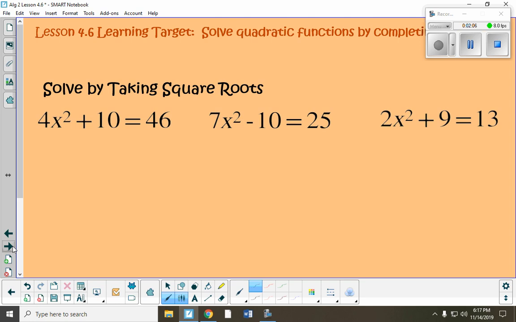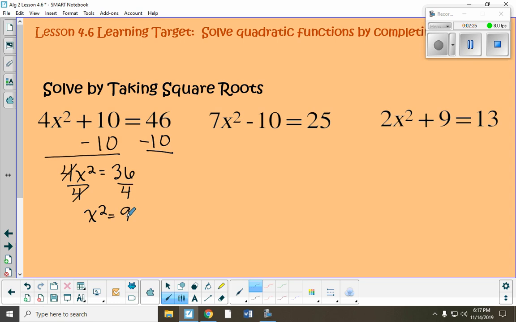All right, and we'll just maybe do a couple more here. So first of all, we'll subtract 10 from both sides. So we'd have 4x squared equals 36. Divide both sides by 4. X squared equals 9. And then we'll take the square root of both sides. So x then equals plus or minus 3.